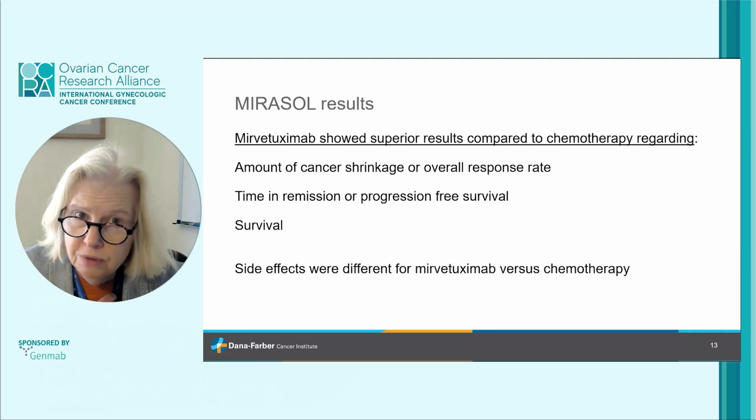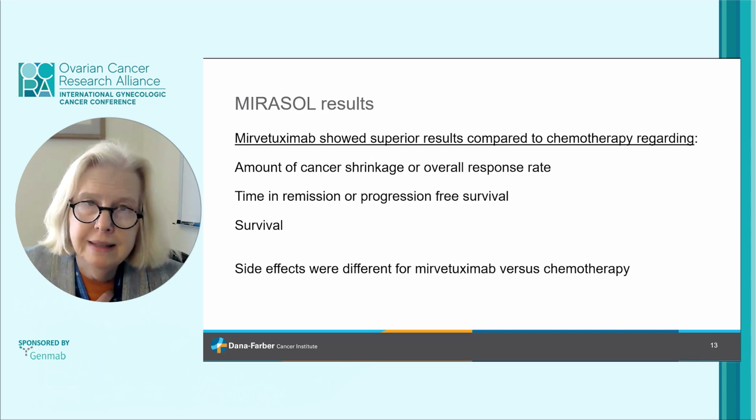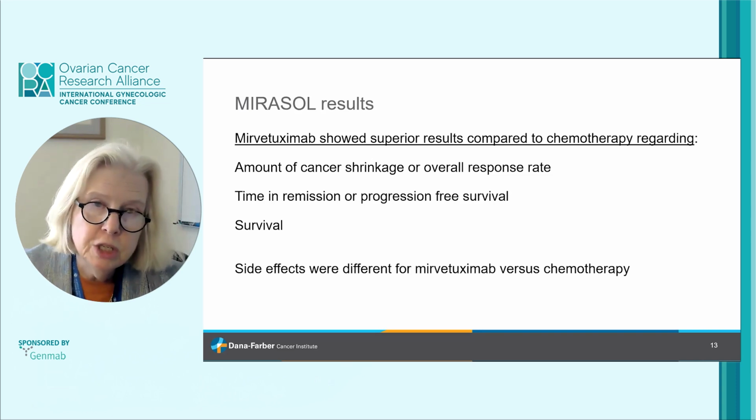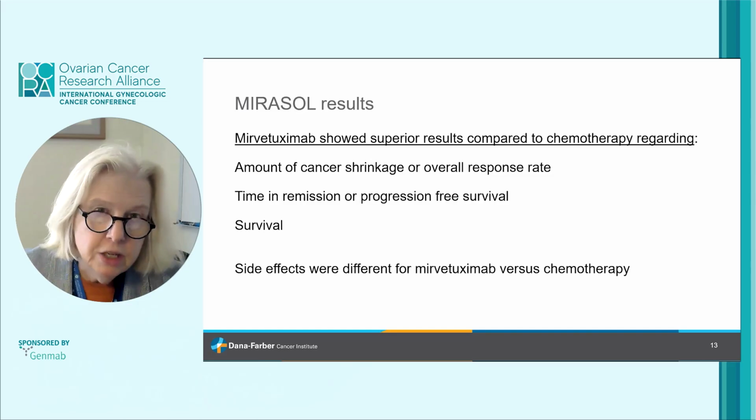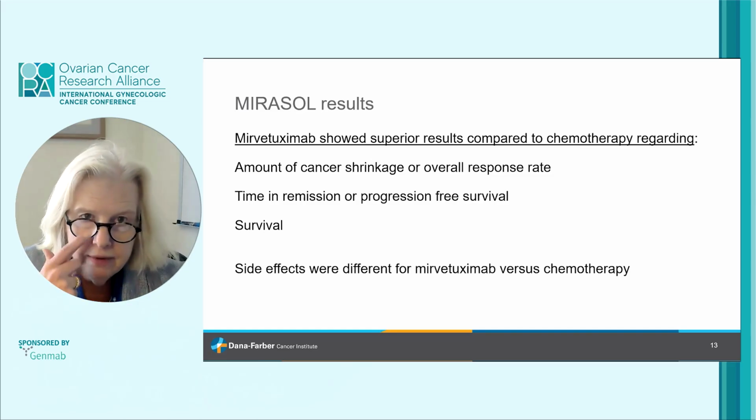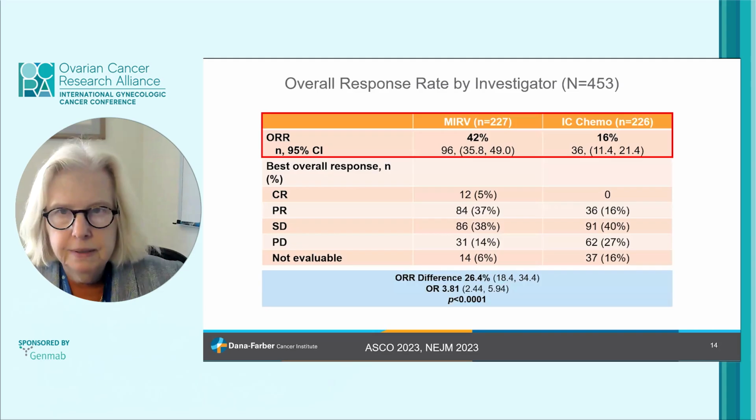You also have to watch out for pneumonitis. That's not as big of an issue as with some other antibody-drug conjugates. But when you're getting your cancer reassessed, it should involve a chest CAT scan.